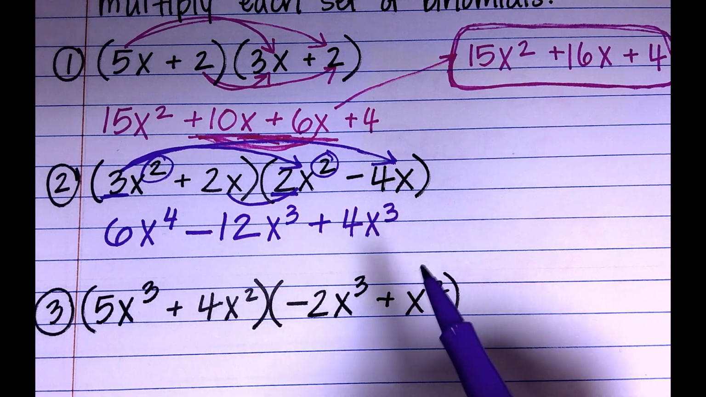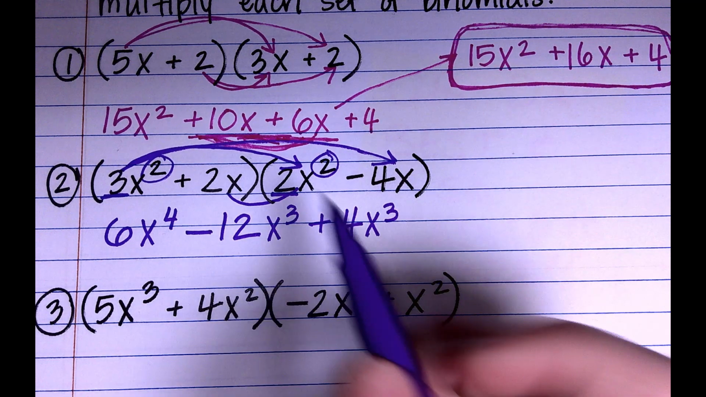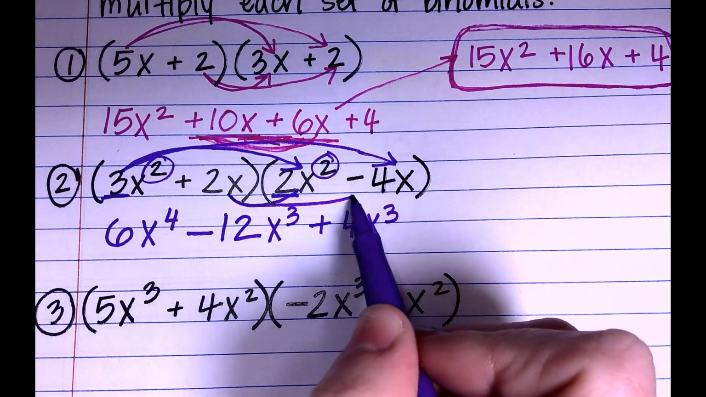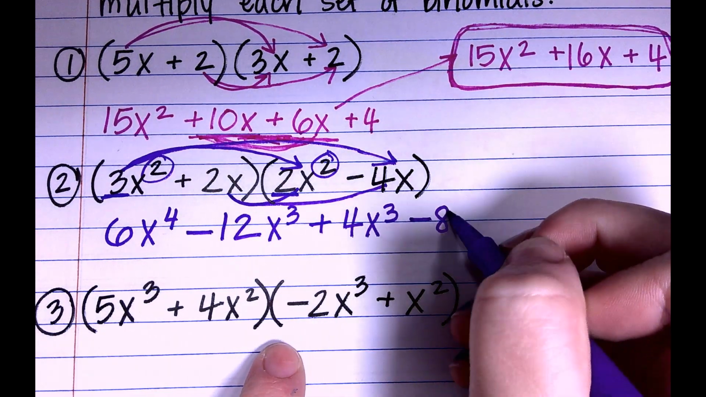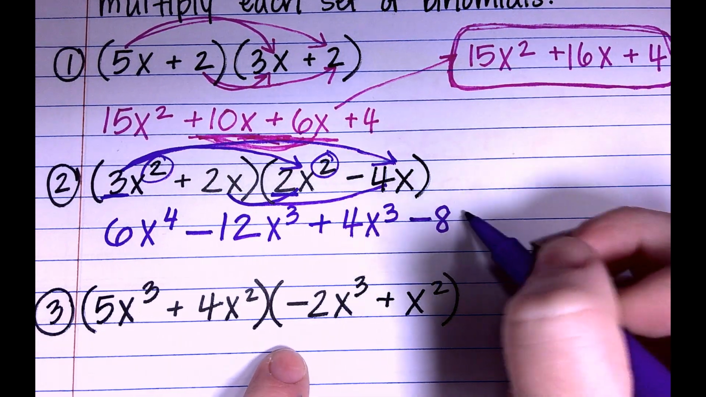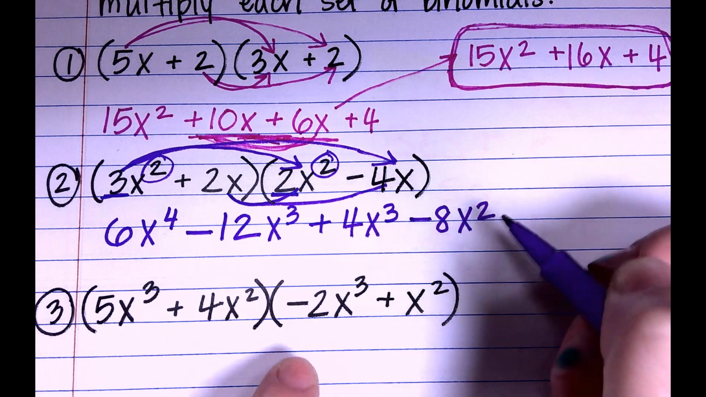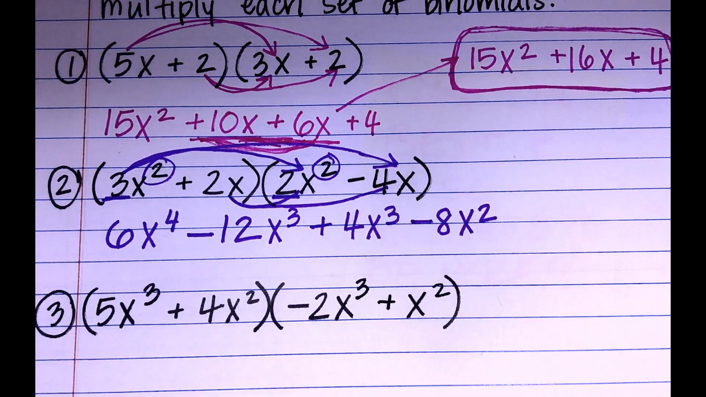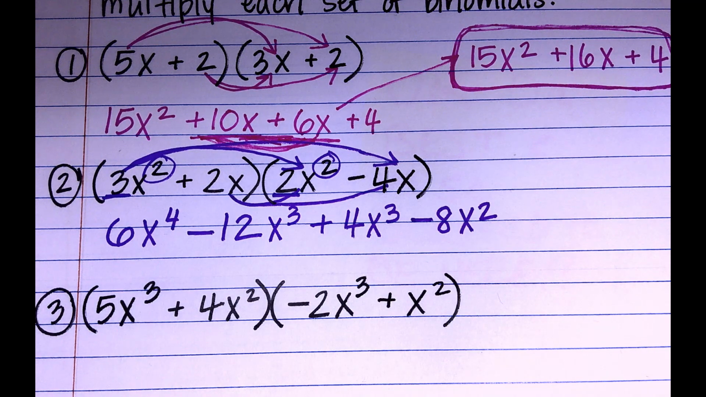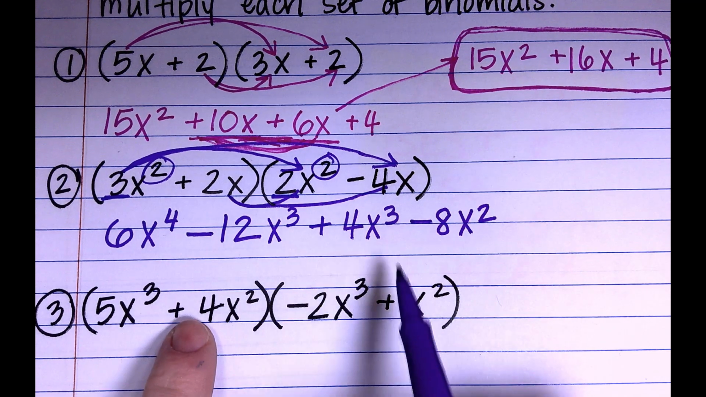And 2x and negative 4x. That will give us negative 8. What's our variable and exponent? X to the 2nd power. Good. Okay, so we have multiplied our first, outer, inner, and last terms.